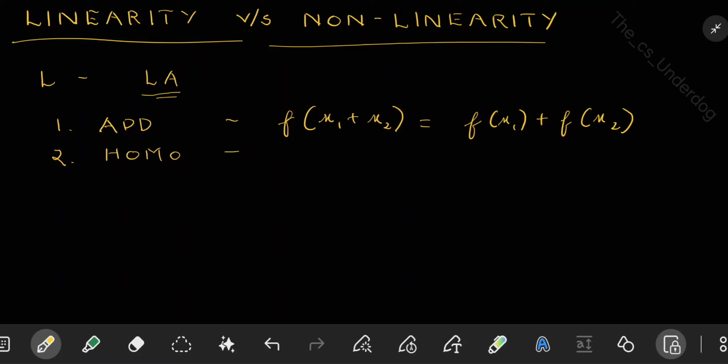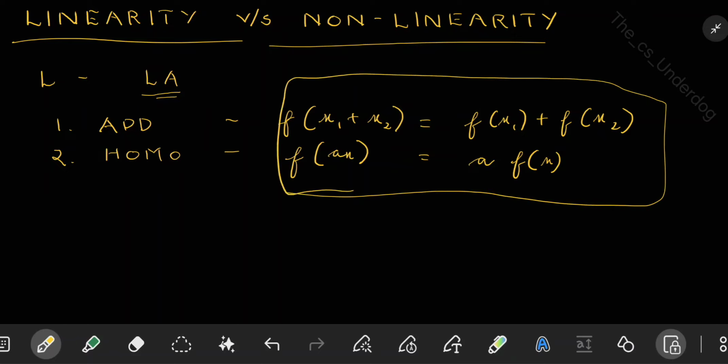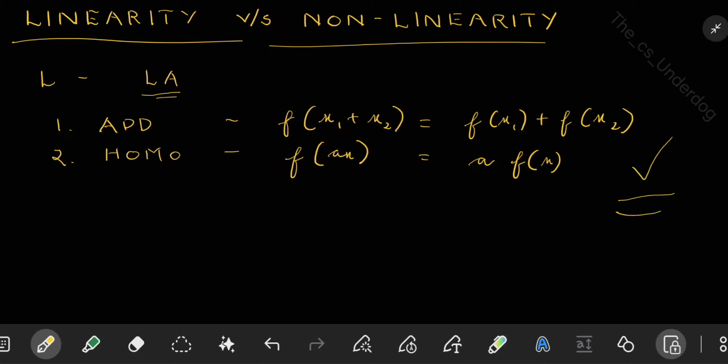The second condition, which is the homogeneity property, says that if a is a scalar value, then f of ax should be the same as a times f of x. If both of these properties are followed, then it is a linear relationship. But let us just see a basic example and then understand something more.